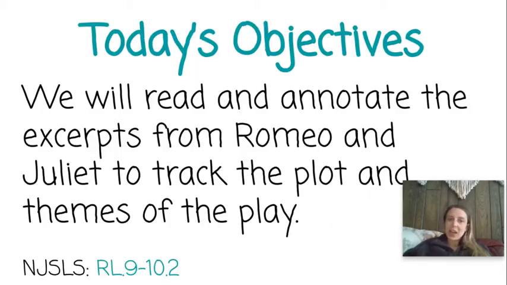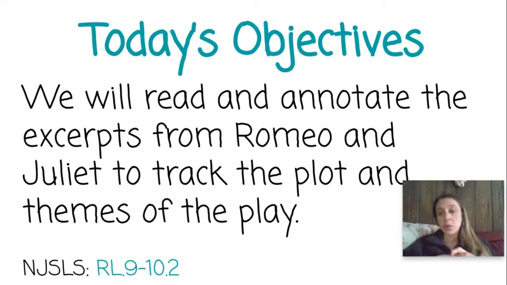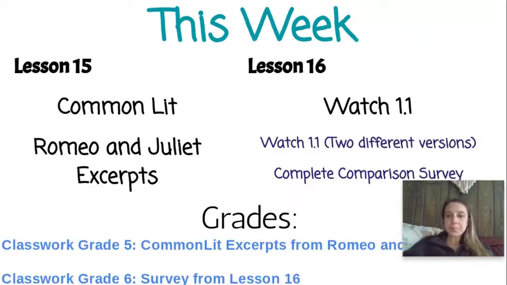All right. So today, our objective, again, there's only one. We will read and annotate the excerpts from Romeo and Juliet to track the plot and themes of the play. Today, you're going to read the prologue again, and then you're going to also look at the balcony scene, which is a famous scene in the beginning of Romeo and Juliet. And we're going to do that on CommonLit.